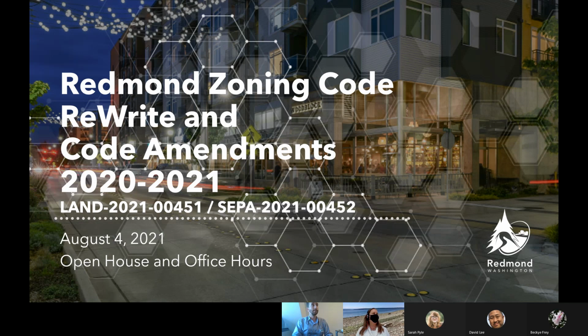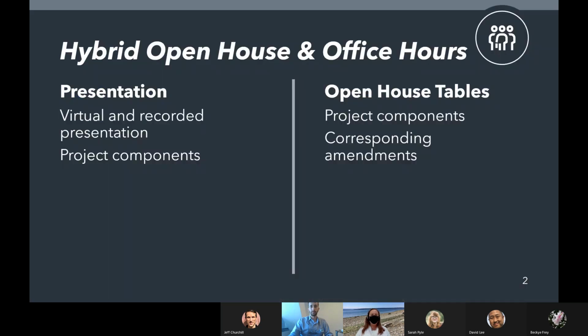Welcome to today's open house for the zoning code rewrite and code amendments for 2020-2021. There are several staff that are going to be presenting today. We are currently situated in City Hall, so we're also meeting with people in person today. And let's talk about some of the logistics.